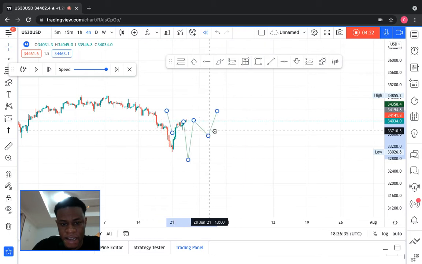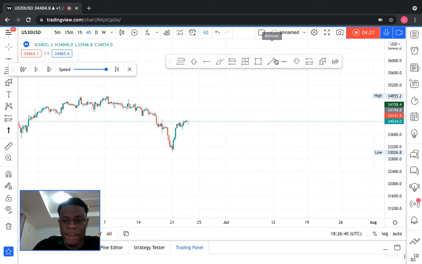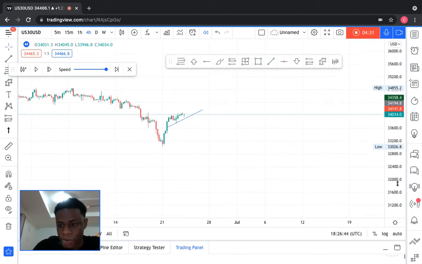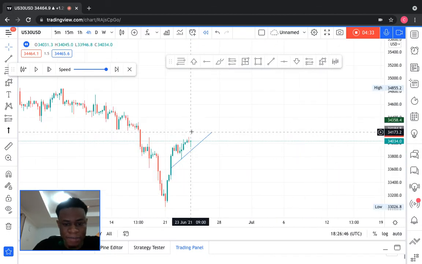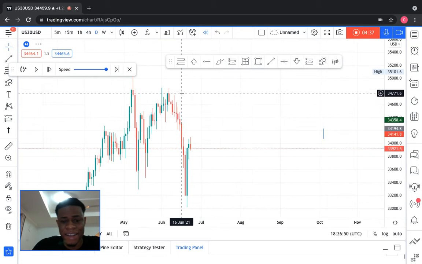If I bring this here, you can see what is happening. I'm sure you've seen this pattern. So right now I have a bias that price is going to buy on this day. So I'm looking for buys. Now I have a bias. Let's check the daily to see if it makes sense.